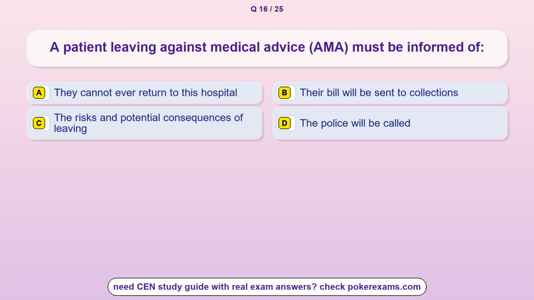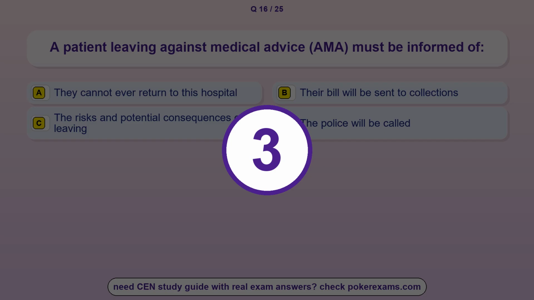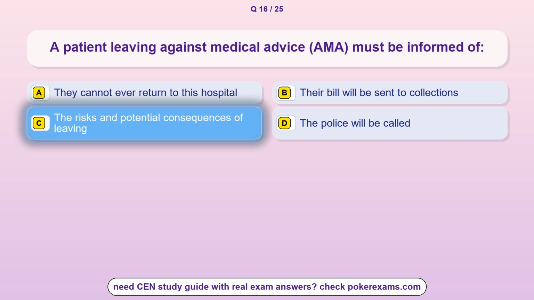Question 16. A patient leaving against medical advice, AMA, must be informed of option A, they cannot ever return to this hospital. Option B, their bill will be sent to collections. Option C, the risks and potential consequences of leaving. Option D, the police will be called. The correct answer is option C, the risks and potential consequences of leaving.